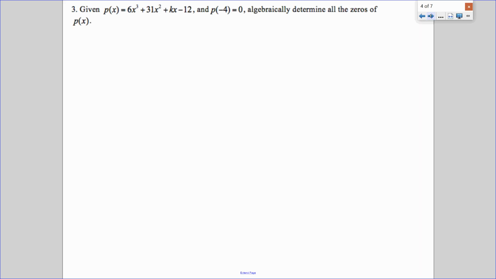One little twist on number 3, it's telling you that p of negative 4 is 0. Well, that means that negative 4 is a 0, which means that x plus 4 is a factor. So you're kind of just using reverse logic for this one compared to the other one. And what I want you to do right now is try number 3 on your own. I'm not going to give you time, so just pause it. And I'm going to go over it right now.